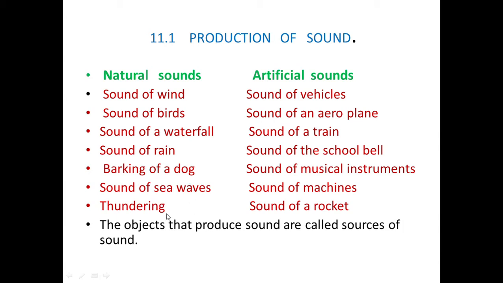waves, thundering. Here are some examples for artificial sounds. Sound of vehicles, sound of an aeroplane, sound of a train, sound of the school bell, sound of musical instruments, sound of machines, sound of a rocket. You can add some more examples for these instances. The objects that produce sound are called sources of sound.